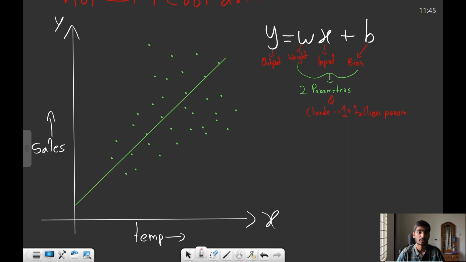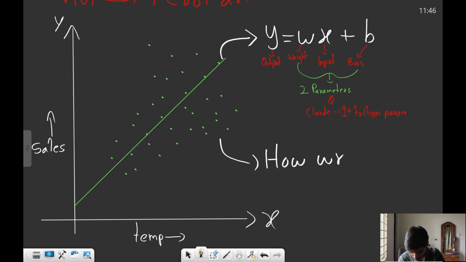But how does a machine know which line is the correct one? Which line exactly fits the data points? It needs to measure how wrong it is in predicting the values. That's called the loss function. We measure how wrong the model is using the loss function.